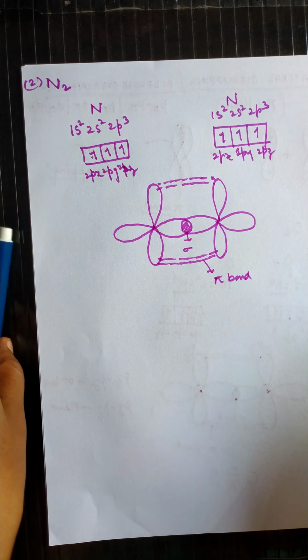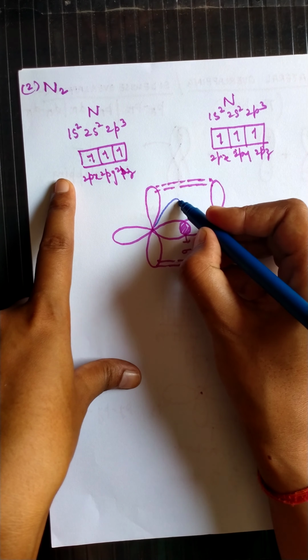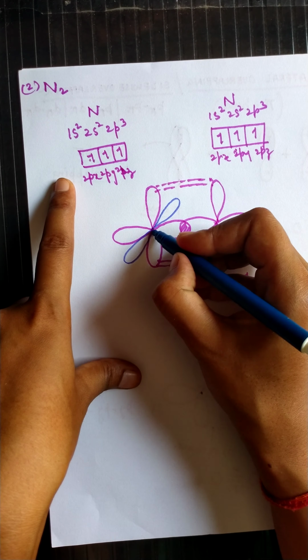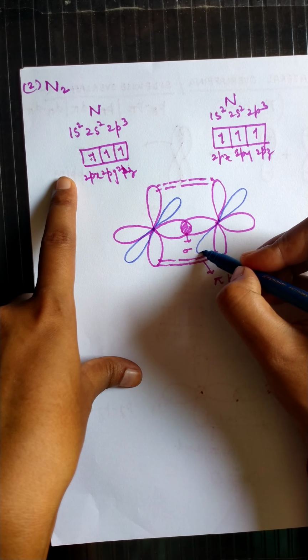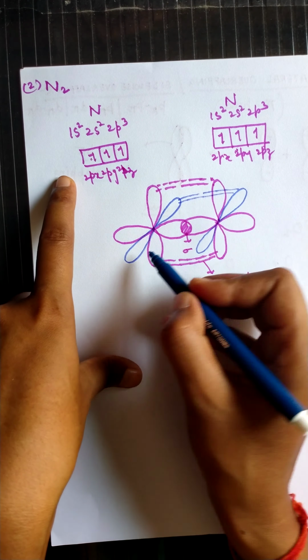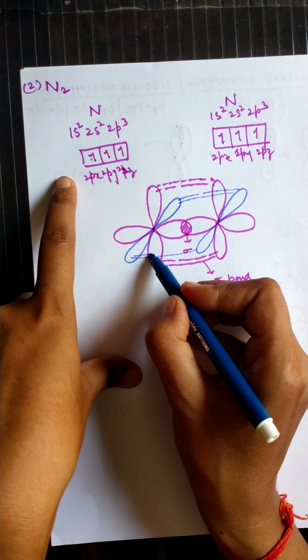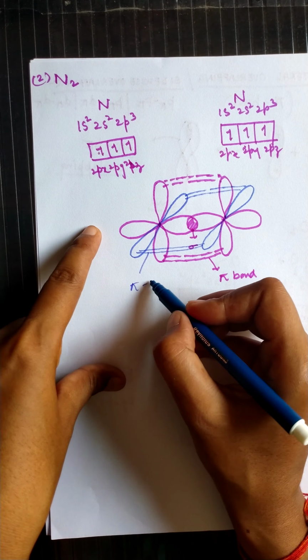And the third one, I am just drawing with this pen. This is the Z, the third p orbital is on the Z axis. So here also it is on the Z axis, and these again show sidewise overlapping with each other and form a second pi bond. So this is also a pi bond.